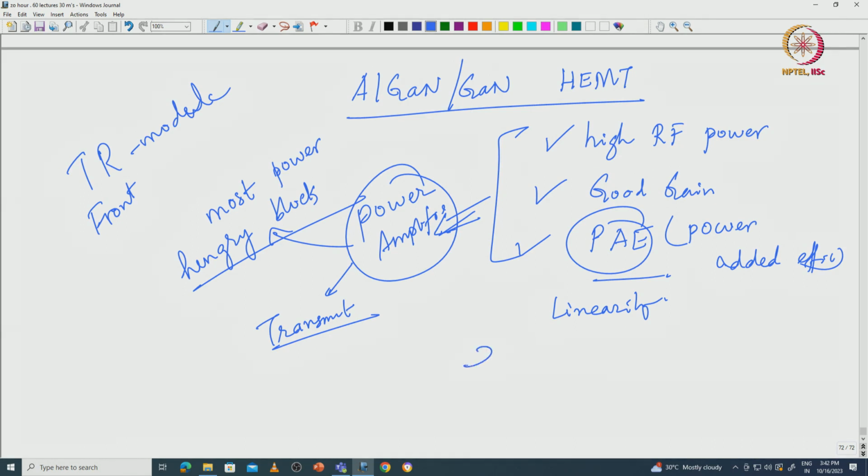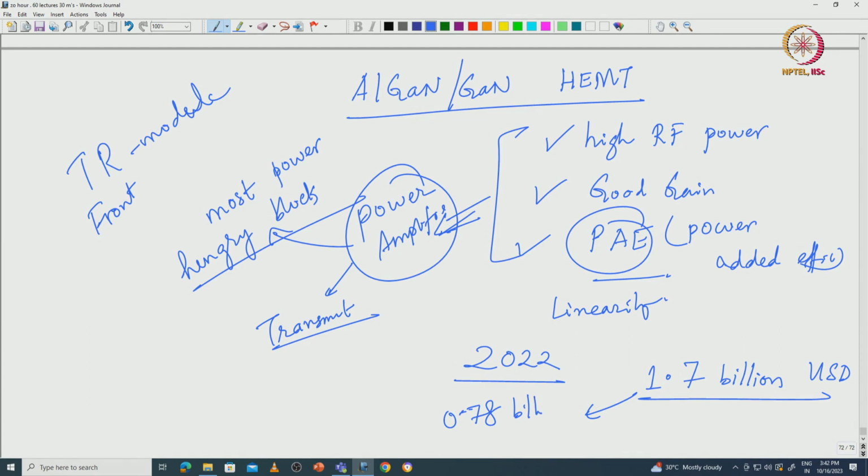To give you a feel, in the year 2022, the RF device market for gallium nitride was close to $1.7 billion all over the world. Of this, around 0.78 billion, or 780 million, was in the telecom sector, wireless telecom, because anytime you have communication, it is mostly wireless now. Wireless communication needs radio frequency signals to go and come back to receive. So you need a power amplifier in any wireless communication.